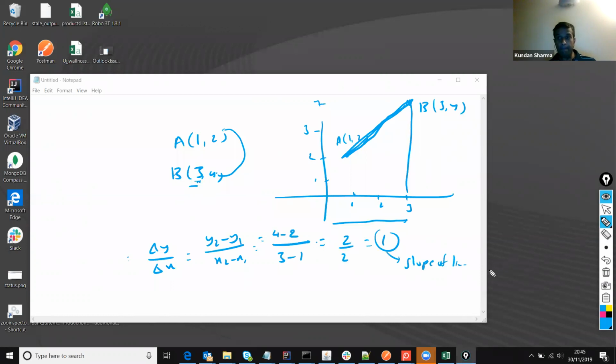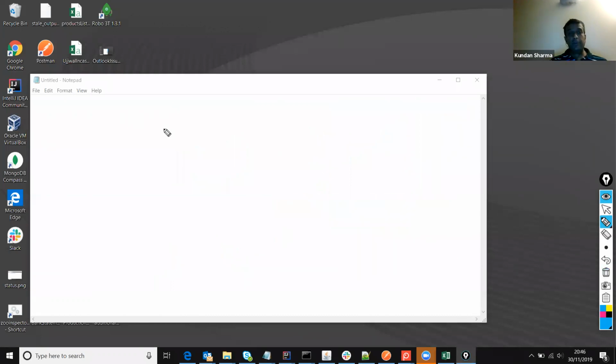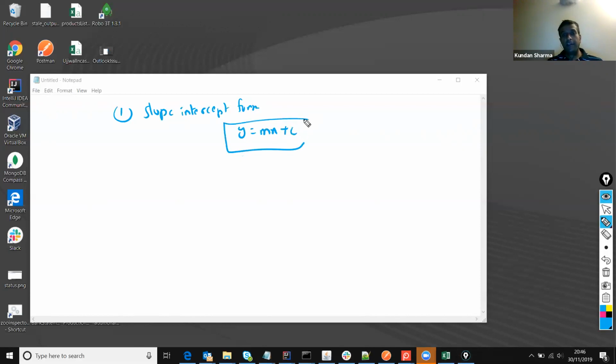Okay. So we know how to find out the slope of a line. Now let us try to find out different equations of a line. How do you find out the equation of a line? There are various ways to find out, but the first formula is called slope-intercept form. So this is y is equal to mx plus c. If you note here, this m is called the slope of the line.